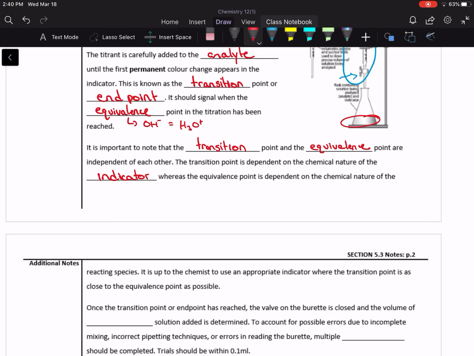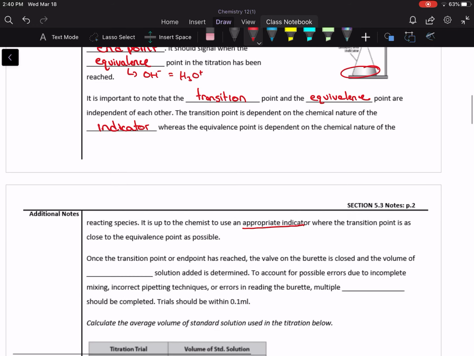So the transition point depends on which indicator I use. Each indicator changes color at different pH ranges. And the equivalence point is going to depend on which acid and base I am reacting together. It's up to the chemist to use an appropriate indicator where the transition point is as close to the equivalence point as possible. Obviously, if the indicator is helping us mark the endpoint, we want that endpoint to occur when the equivalence point is happening, right? If those two things are not happening at the same time, then our results are obviously going to be impacted.